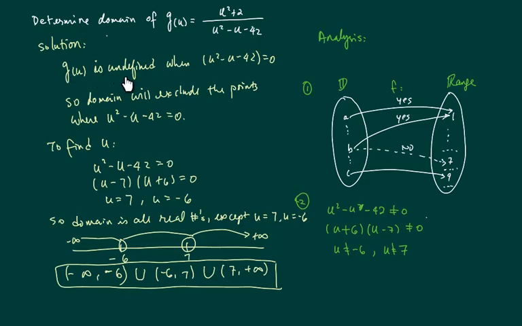Alright, so here's our solution. g of u is undefined when the denominator equals 0, and the domain will have to exclude those two points that would make the denominator equal to 0. To find such points, we're going to factor. We see when u equals 7 or minus 6, that's when the denominator equals 0. So on a number line over here, minus 6 is hollowed out and 7 is hollowed out.